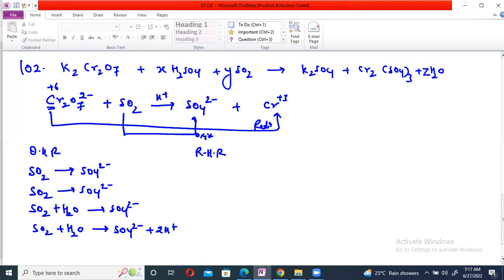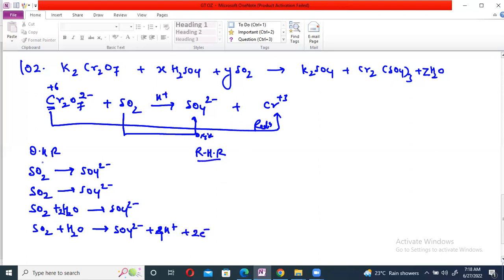Balance the oxygen atoms by adding water: 4 oxygen is here, so make it 2H2O. Hydrogen, how many? 4. Now make it 4H plus. Plus 4, minus 2, plus 2, so I should write here plus 2 electrons.